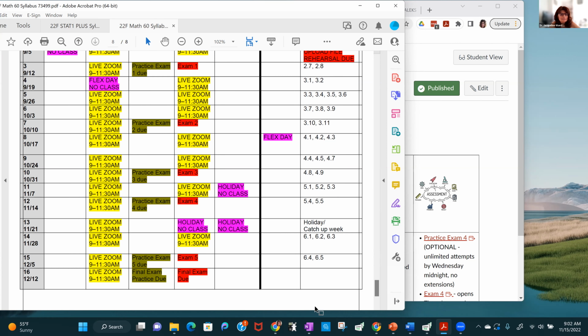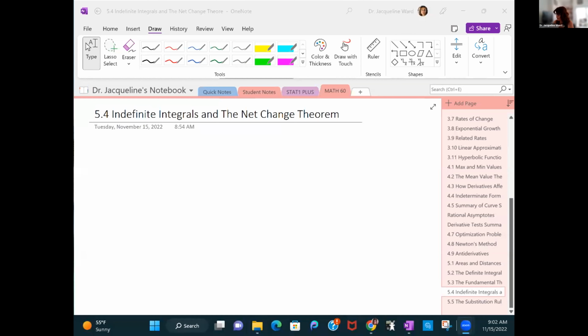So that's the dealio. And we are wrapping up chapter five today. So 5.4 is on indefinite integrals, like we kind of mentioned last time, and the net change theorem.